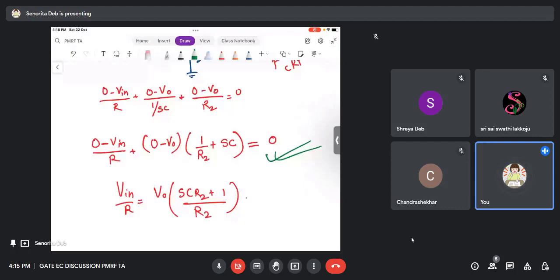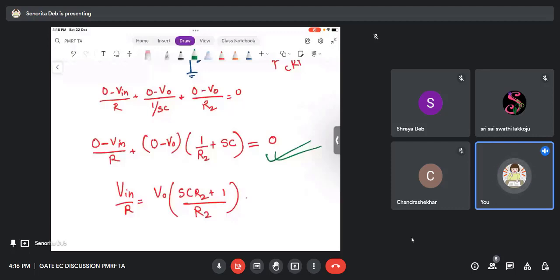Okay, that's good. So Vo upon Vin can therefore be written as minus R2 by R times 1 by (1 plus SCR2). Now you can see from this term SCR2, I am going to expand and write it as R2 by R times 1 by (1 plus j omega upon 1 by R2C). And therefore the 3 dB bandwidth, the cutoff frequency, is given. So the cutoff frequency here will come out to be omega cutoff, which is 1 by R2C. And omega cutoff is given as 5 kilohertz.